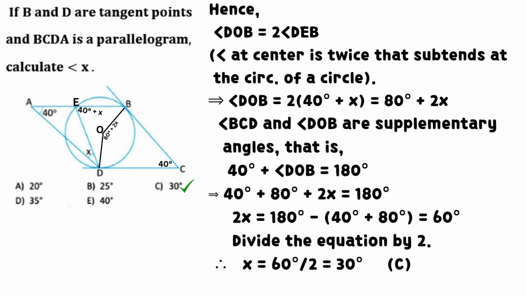Divide the equation by 2. We have that x equals 60 degrees divided by 2, which equals 30 degrees. Therefore, the correct option is C.